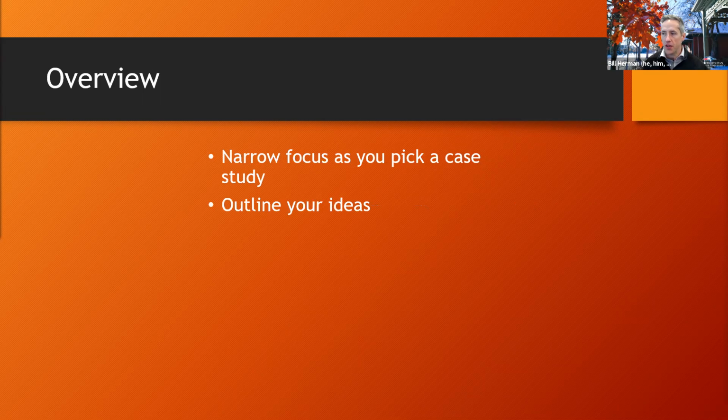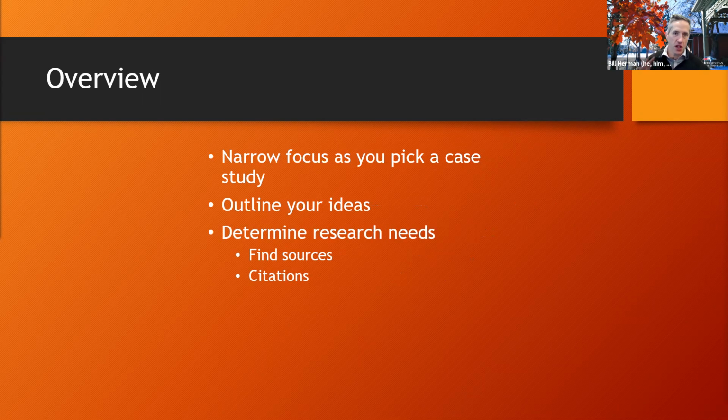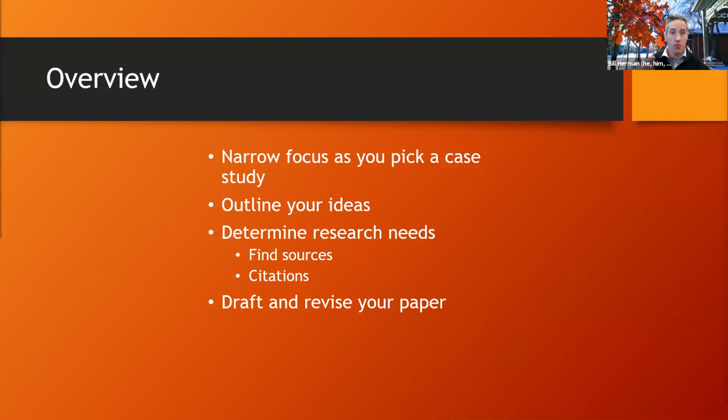And then once you narrow your focus, then you're going to outline your ideas. We'll talk about how to outline your ideas. He's got a lot of good detail in here about how to do that. And then you're going to determine your research needs. You're going to find your sources. You're going to develop your citations. You're going to fill out your outline with your research. Then you're going to draft and revise your paper. And then once you've revised, once you're at the point where your revisions are getting to the point of proofreading, where you're just making it look pretty, that's the end of the process.